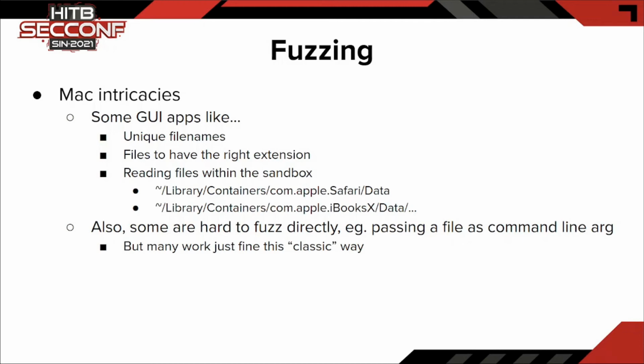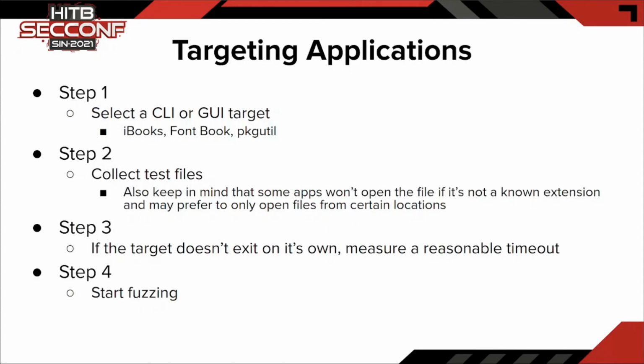So for targeting applications, you basically pick a CLI, pick a GUI, collect the test files. If the target doesn't exit on its own, measure a reasonable timeout. Like we said, command line apps versus GUI apps, that's the biggest difference. A lot of command line apps will exit after they try to parse a file or do whatever operation. GUIs oftentimes do not. So measure a timeout, and then you can start fuzzing.